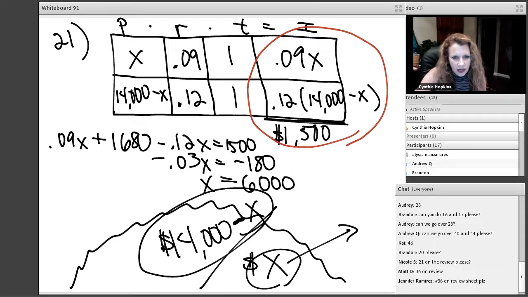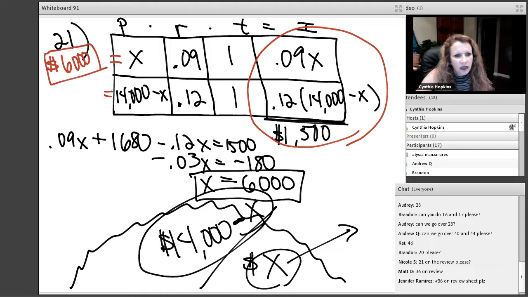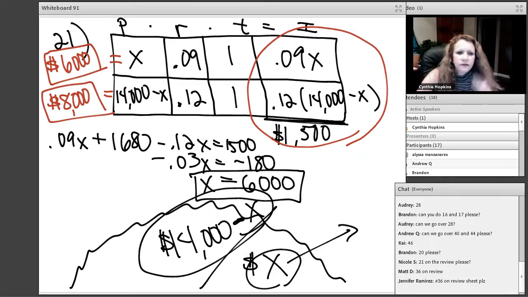It wouldn't make sense. Okay, and then, as I mentioned earlier, I wouldn't even remember what my X stood for unless I had this chart. But I come up here and I go, oh, that stands for $6,000 that I'm going to invest at 9%. And then I plug it in here and I get $8,000 that I'm going to invest at 12%. Okay, so that's $6,000 at 9% and $8,000 at 12%. And there you go. Okay, I hope that was helpful.